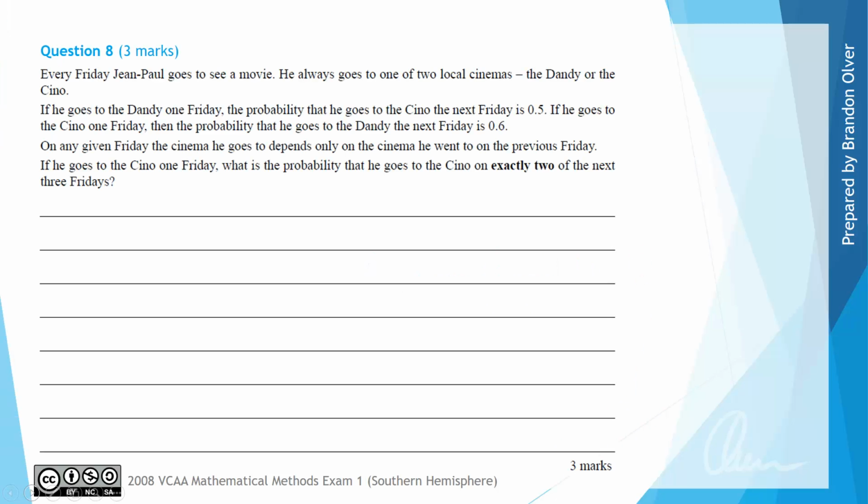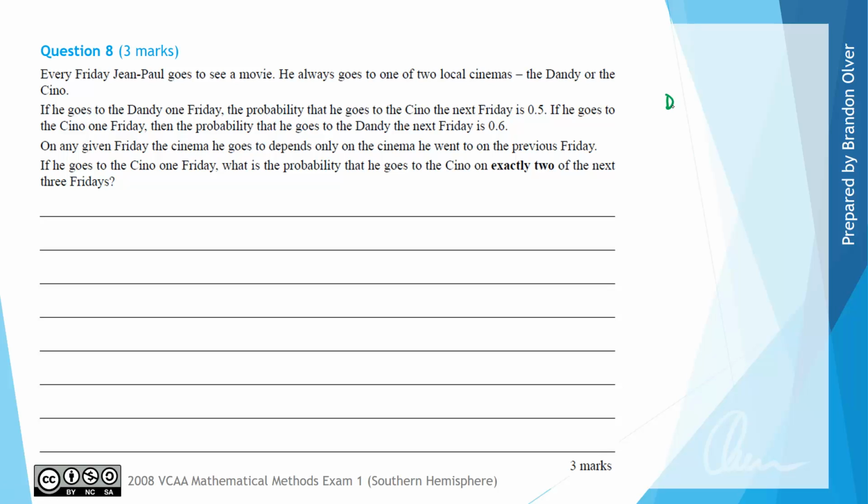So every Friday Jean-Paul goes to see a movie. He always goes to one of two local cinemas, the Dandy or the Chino. If he goes to the Dandy on one Friday, the probability he goes to the Chino the next Friday is 0.5. So we'll start by just summarising that piece of information.